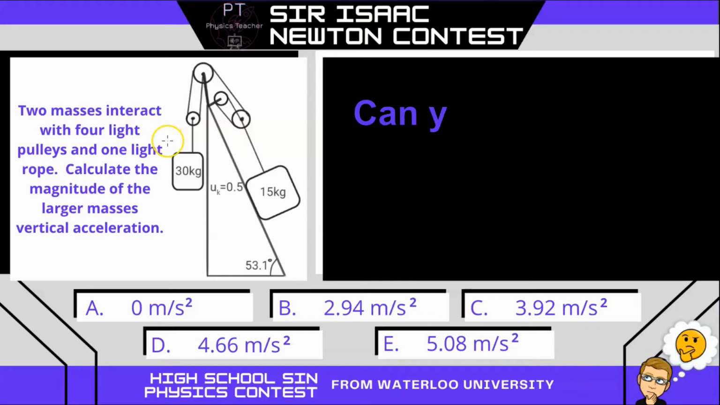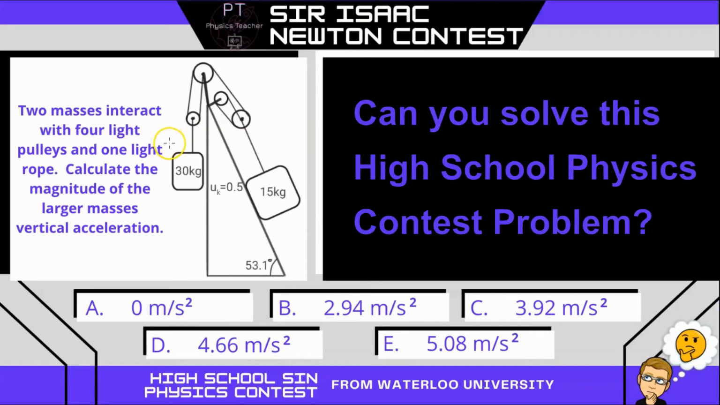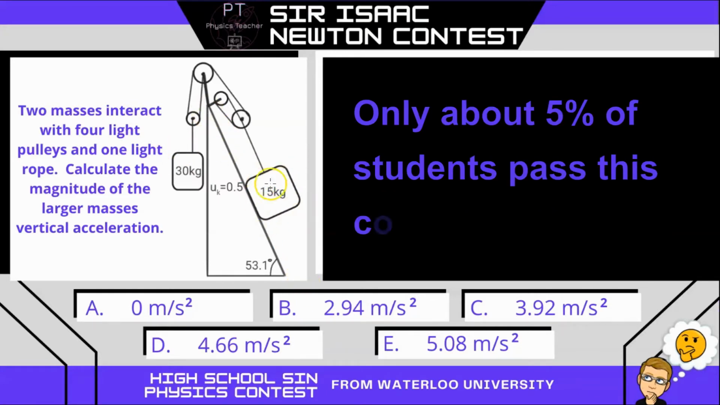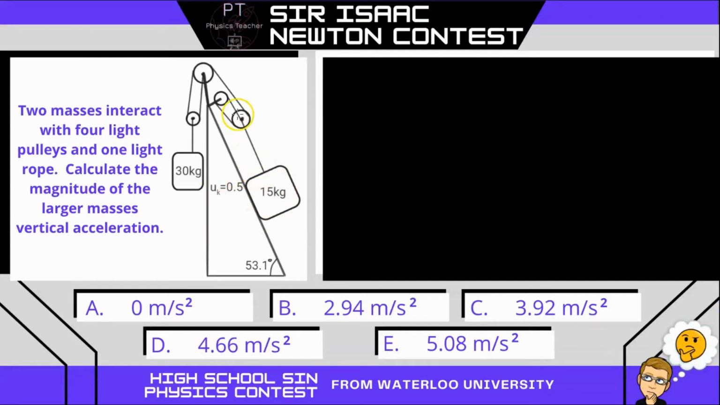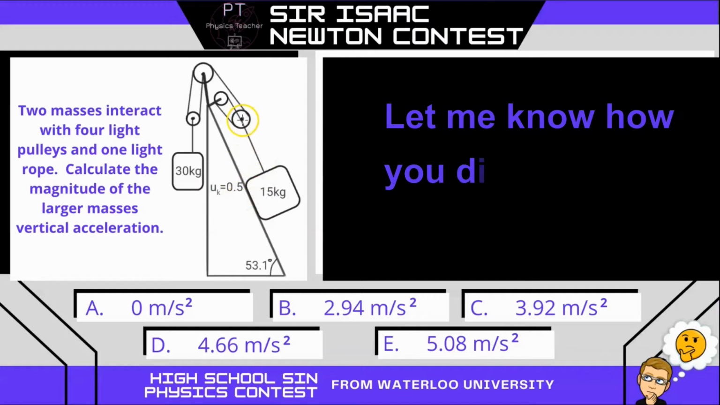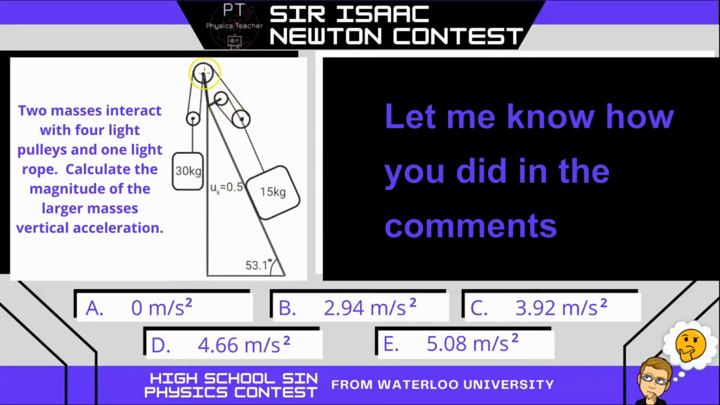This is a grade 12 physics Sir Isaac Newton contest question. And what we have is an incline with one block having a mass of 15 kilograms and a coefficient of kinetic friction of 0.5. It's attached to the axle of one pulley. And then we have two fixed pulleys here and one rope.